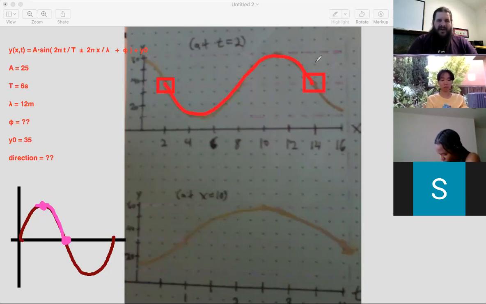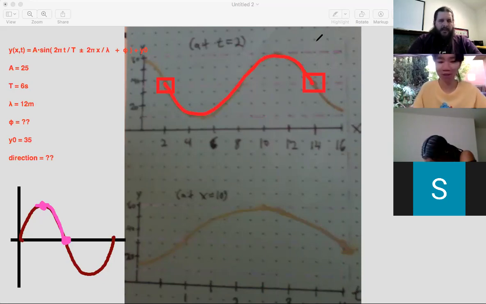So how much distance is that? 12. So we really can say the wavelength is 12 here. That is one full cycle. As long as you're starting and ending at the same type of point, then that's one full cycle. Any other questions on that so far?